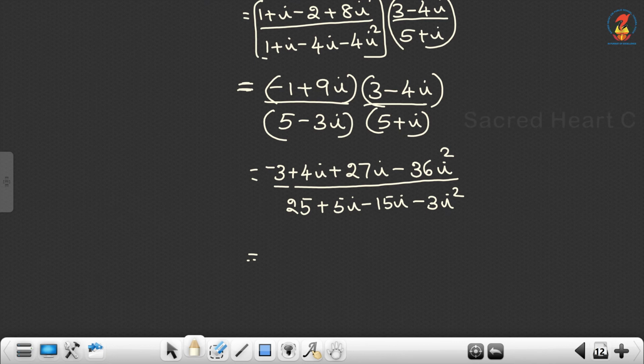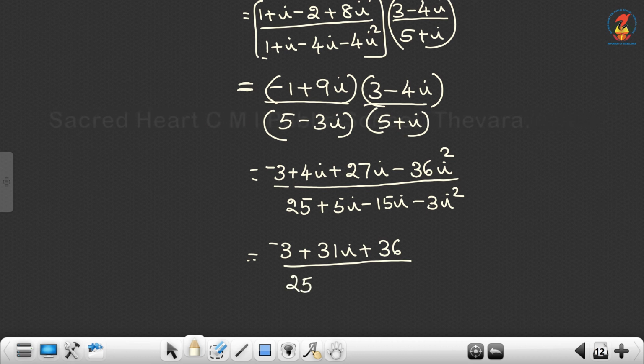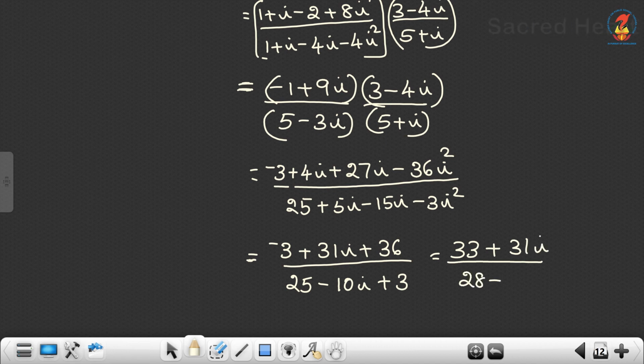i squared is minus 1. So minus 3. These two we can add: 31i. i squared is minus 1, so that becomes 36 by 25 minus 10i. Then minus 3 minus 1 becomes 3... So 36 and minus 3 is 33. 33 plus 31i by 28 minus 10i.